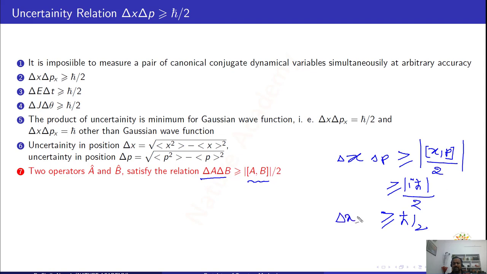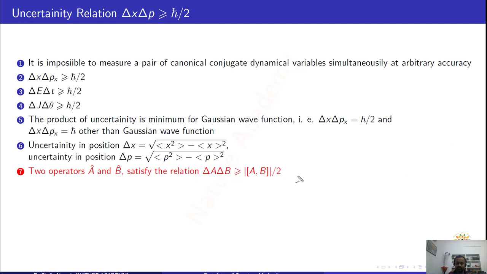So the uncertainty principle in terms of position and momentum, you can derive like this: delta x into delta p is greater than or equal to h bar by 2. Instead of h bar by 2, for any two operators A comma B, I can write the uncertainty principle like this. This is the more general form: delta A into delta B is greater than or equal to the modulus of the commutator A comma B divided by 2.